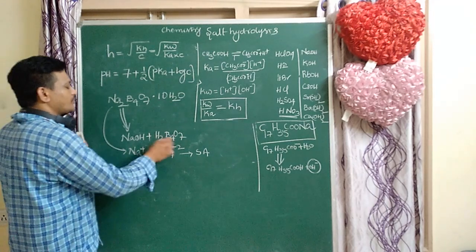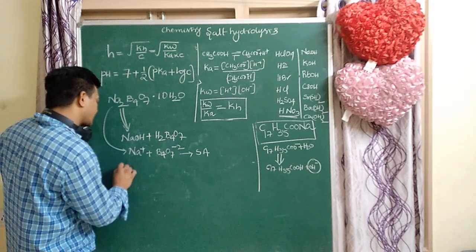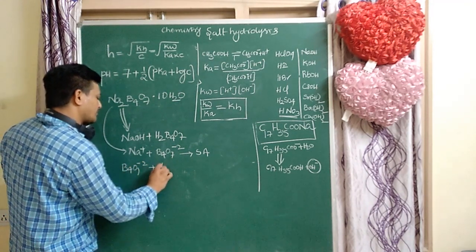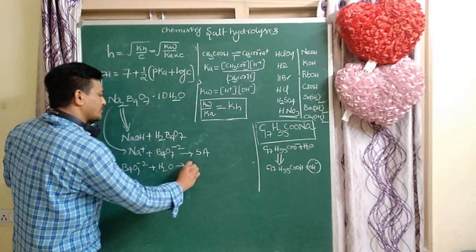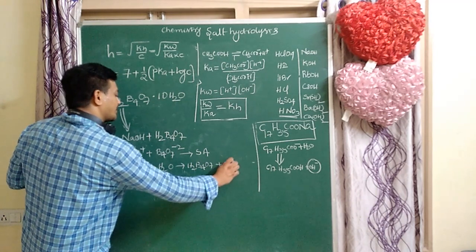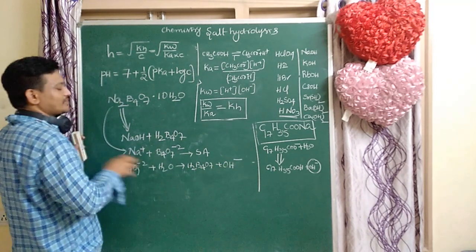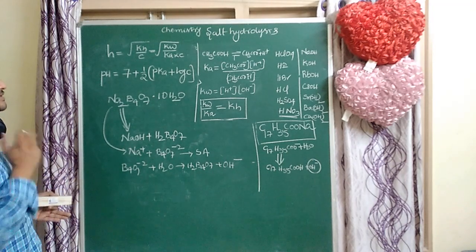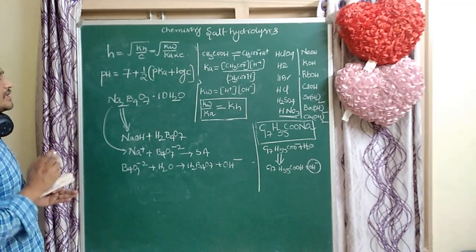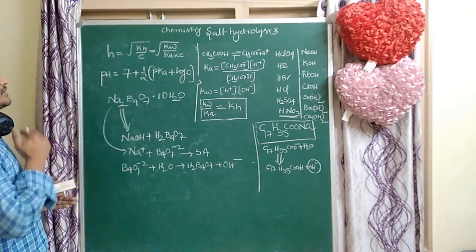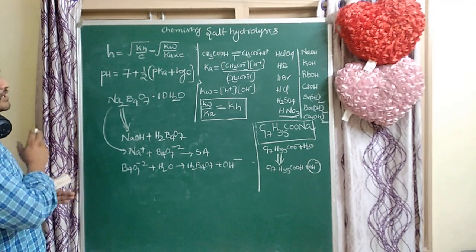So here B4O7 minus 2 reacts with water to form H2B4O7 plus OH minus. What is the nature of that solution? Basic nature. What is the type of hydrolysis? Anionic hydrolysis. What is the Kh value? Kh equal to Kw by Ka. What is the h value? Square root of Kh by C, that equals square root of Kw by Ka into C.